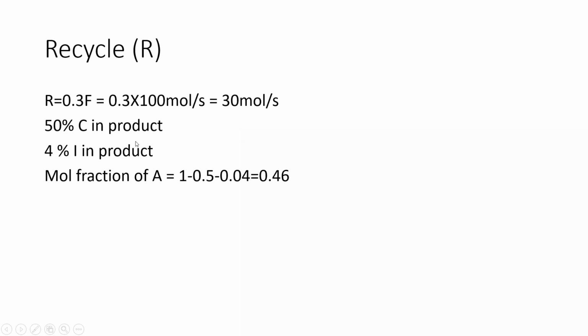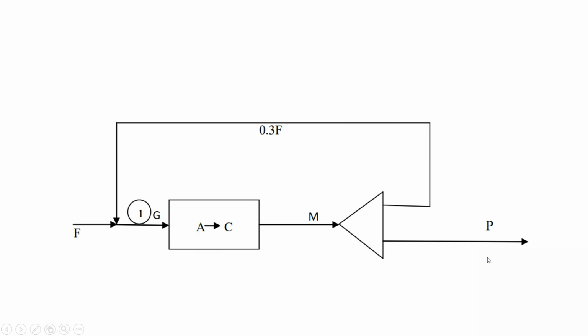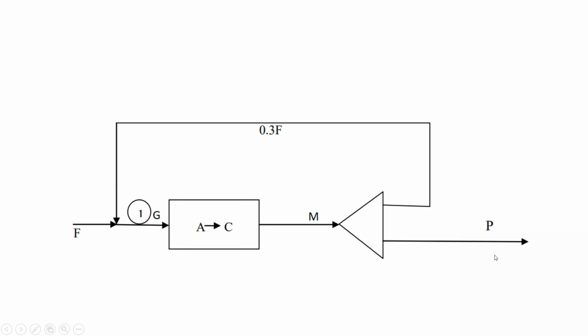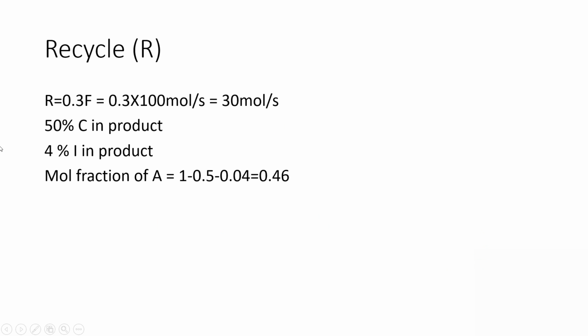Now they have given one more thing: 50% C in the product, and 4% is inert. So what will be the mole fraction of A in the product? Calculating in mole fraction, it will be 1 minus 0.5 minus 0.04, which is 0.46. Now there is no problem with this.